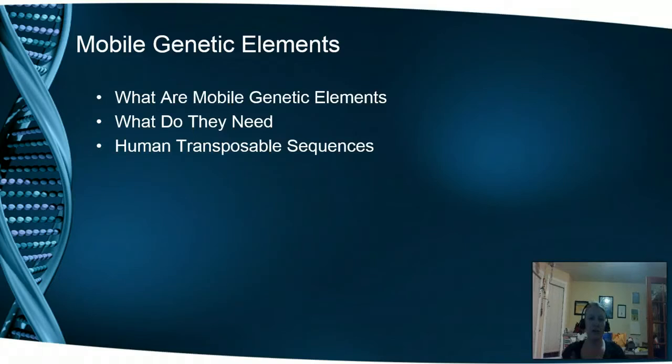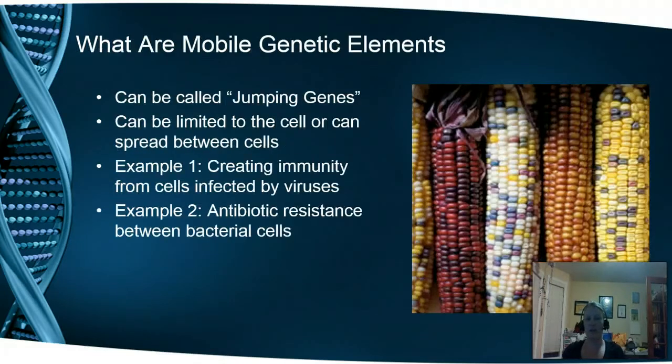So our next topic, we're going to talk about mobile genetic elements. These are parts of our DNA that can actually move around within our genome. We're going to talk about what they are, what they do, and a couple of examples. So what is a mobile genetic element? These are called jumping genes.